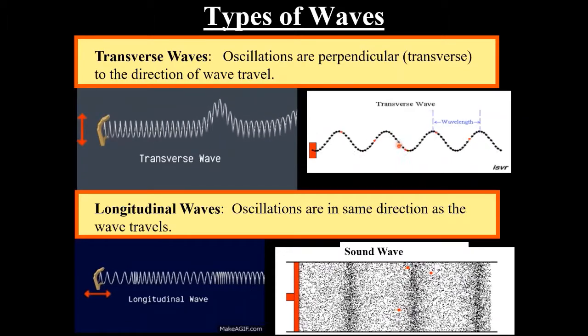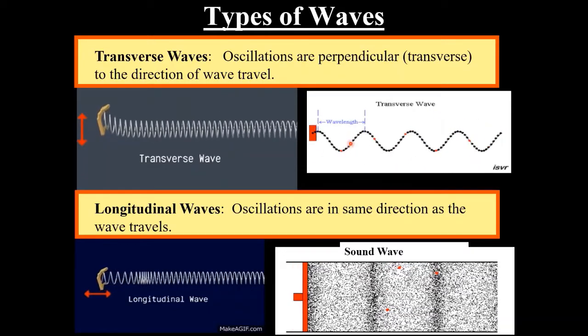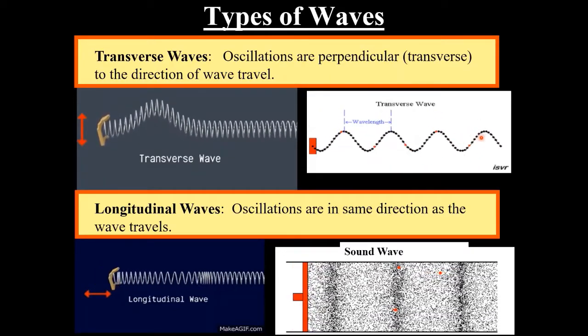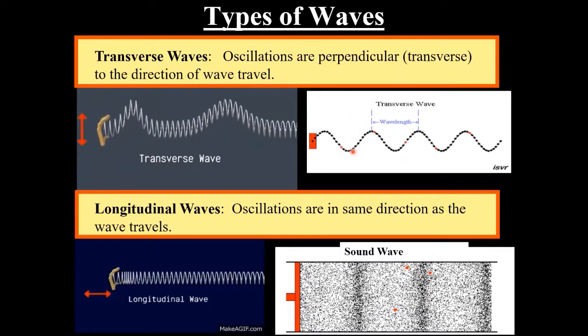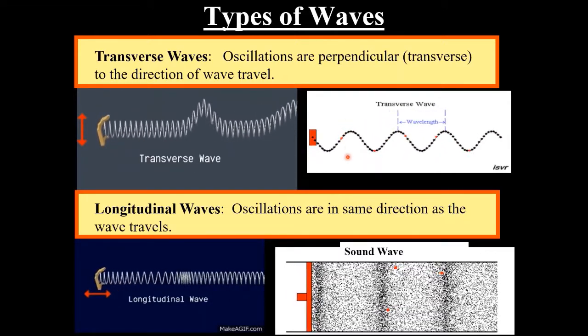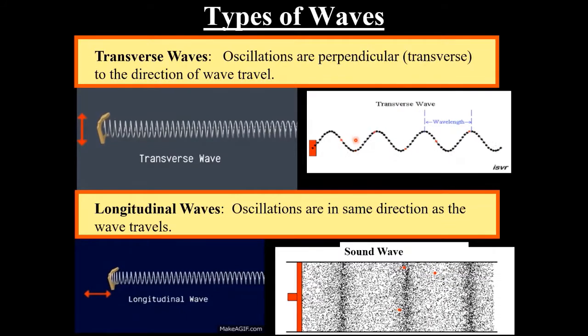Here's our rope again that we saw in the last slide. Again, the waves are moving horizontally, but the material in the rope is moving up and down. It's not moving back and forth.